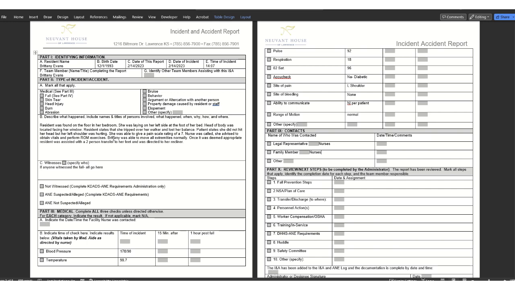And then usually we're going to put resident, or in this case we're using me as an example, Brittany was able to move all of her extremities normally. Once it was deemed appropriate, the resident was assisted with a 2-person transfer to her feet and was directed to her recliner. So you want a beginning, a middle, and an end for all falls. Usually people leave me a sentence or two. Resident fell on the floor by the nursing station. That is not enough information, so please make sure you fill all of this out properly.